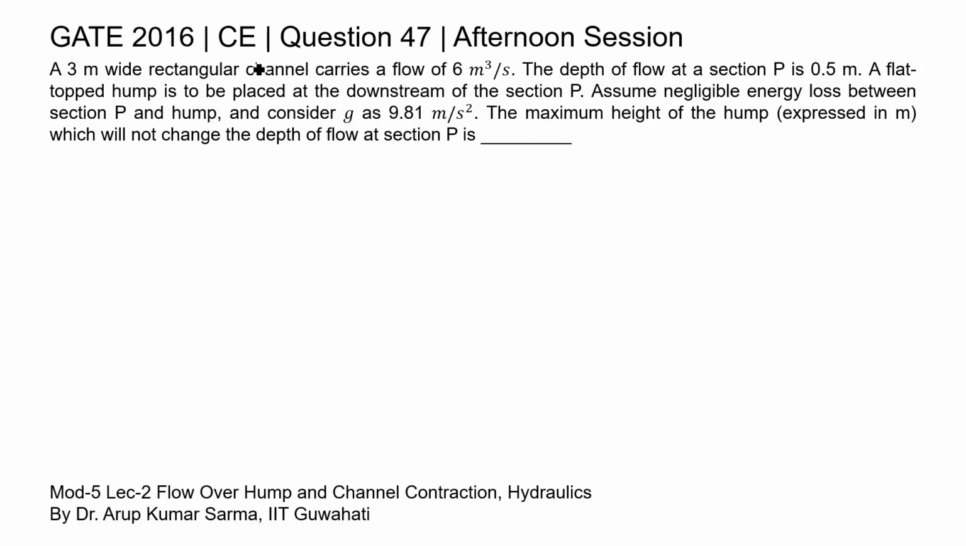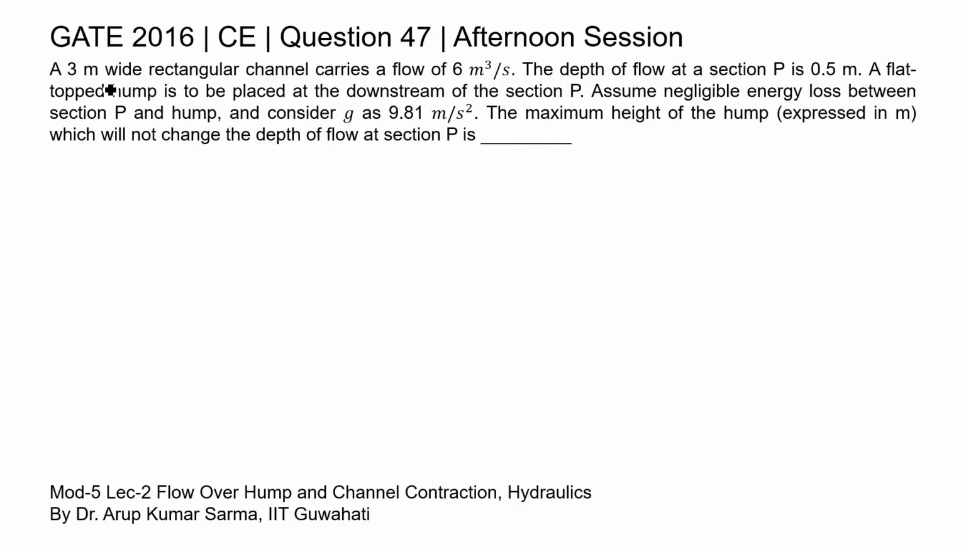This is question 47 of Civil Engineering paper GATE 2016 afternoon session. A 3 meter wide rectangular channel carries a flow of 6 meter cube per second. The depth of flow at a section P is 0.5 meter. A flat topped hump is to be placed at the downstream of the section P. Assume negligible energy loss between section P and hump and consider g as 9.81 meter per second square. The maximum height of the hump which will not change the depth of flow at section P is.